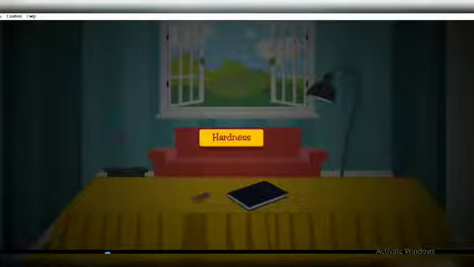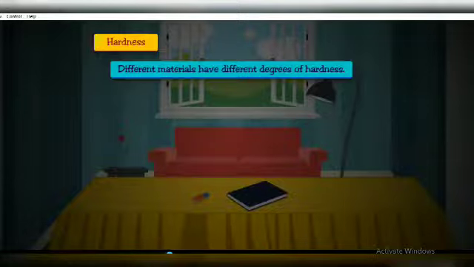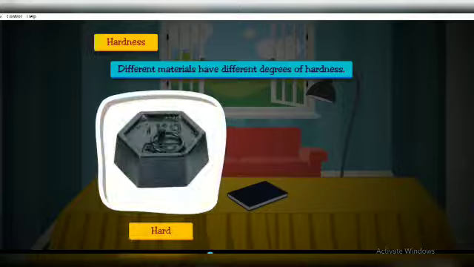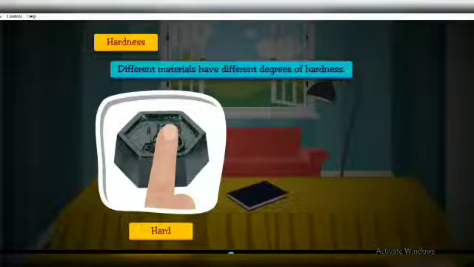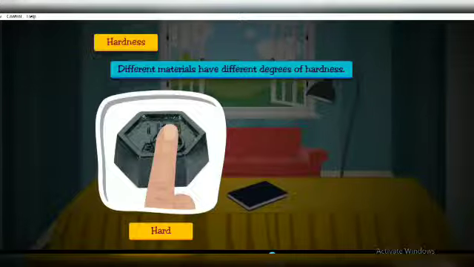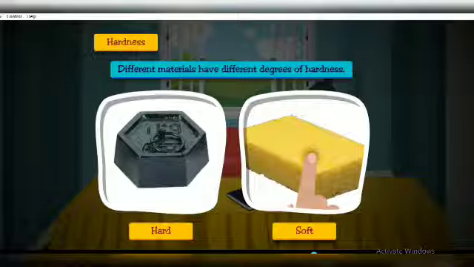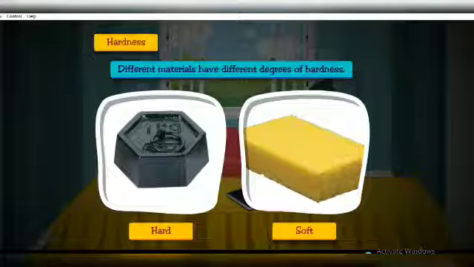The second property of materials is hardness. Different materials have different degrees of hardness. Some materials like iron and wood cannot be compressed. These materials are called hard. On the other hand, some materials like cotton and sponge can be compressed. These materials are called soft.